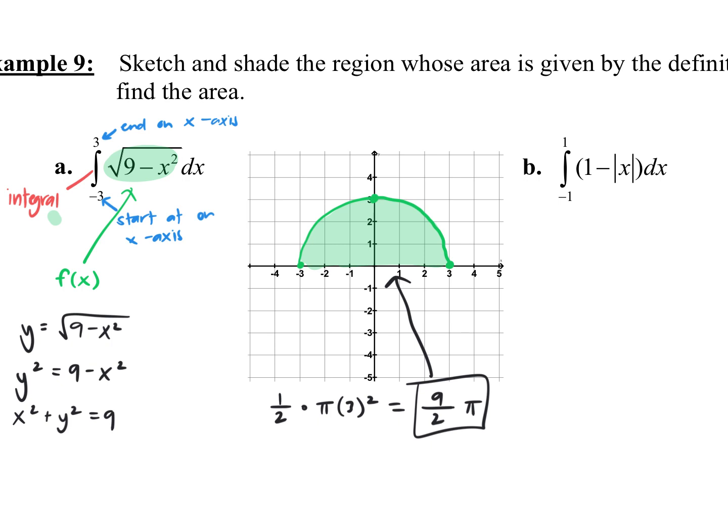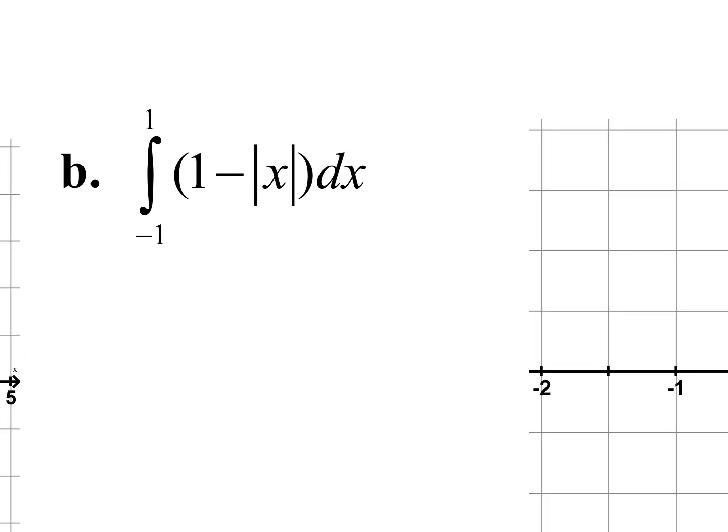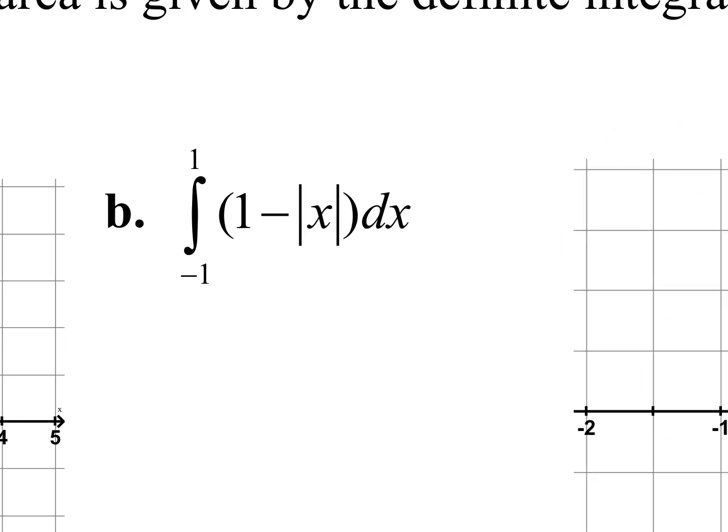Okay, last one, letter B. We're given the integral from -1 to 1 of 1 minus the absolute value of x. Think back, what does the absolute value of x look like? Absolute value of x is a v, right? So if I had the negative absolute value of x, that would be upside down, right? So I know it's going to be upside down. What's that called again? A caret? Yeah, a caret. On the calculator, that's what I call that little symbol there.